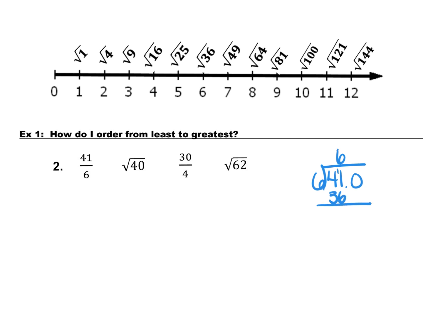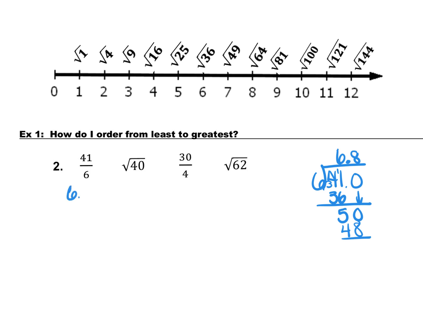Then we're just going to subtract here, and we'd have 5. Let's bring down the 0. Remember, this is a decimal right here. And then 6 times 8 is 48. So that's going to get us pretty close there. So we have approximately 6.8 as our value right here.